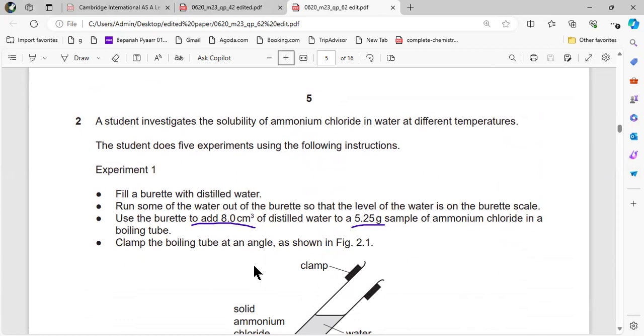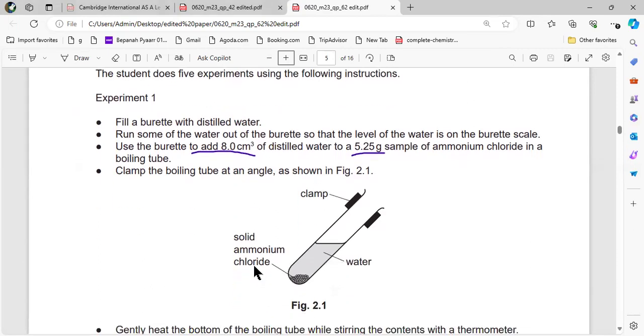Question 2. A student investigates the solubility of ammonium chloride in water at different temperatures. The student does 5 experiments using the following instructions. Experiment 1. Fill a burette with distilled water. Run some of the water out of the burette so the level is adjusted. Use the burette to add 8 cm³ of distilled water to a 5.25 gram sample of ammonium chloride in a boiling tube. Clamp the boiling tube at an angle as shown.